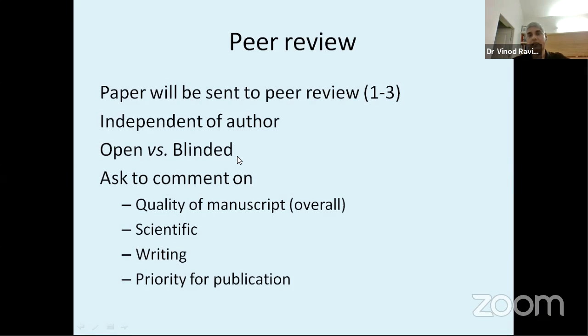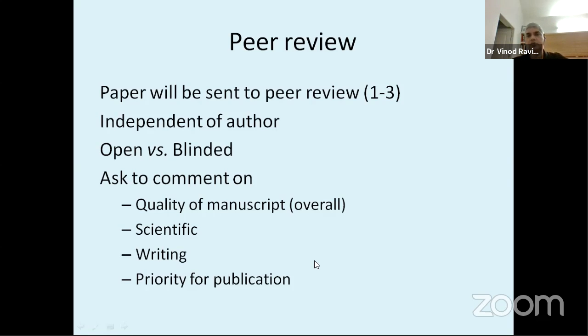Blinded can be single blind, meaning the reviewers know, but the authors don't. Or it could be double blind, meaning nobody knows. Very similar to a randomized controlled trial. And all the systems have their merits and demerits. But in smaller specialties and in some countries, specifically, I would say in India, it is not at all a good idea to reveal the identity of the peer reviewers or even associate editors to the authors.